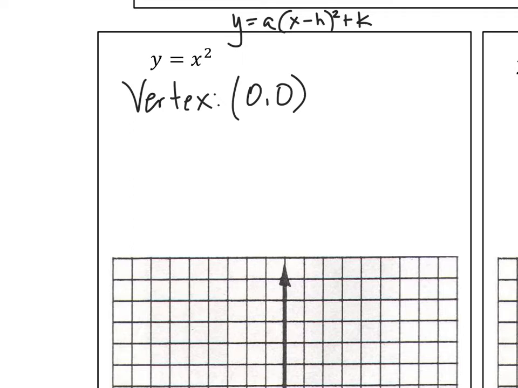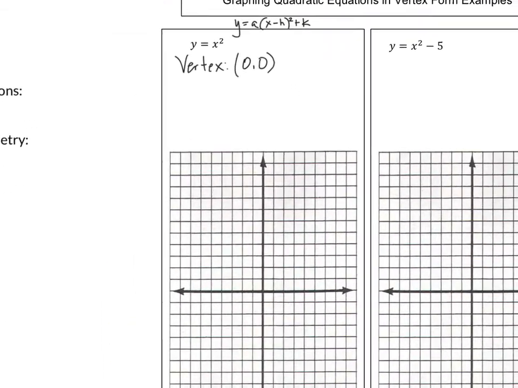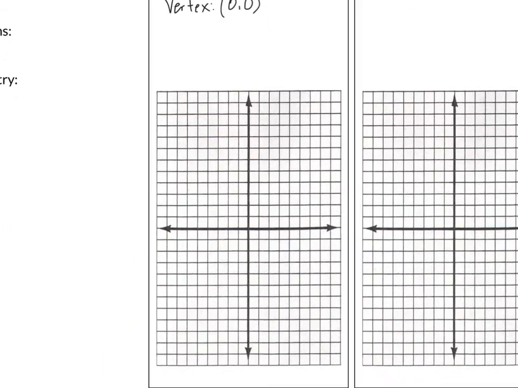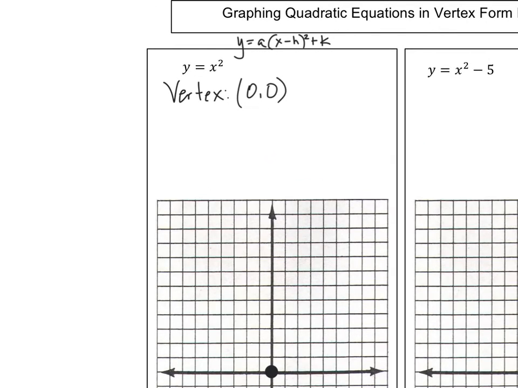Okay, so I'm going to plot the ordered pair (0, 0), right smack dab in the middle, right there. Now, my graphing shortcut sheet. As you look at this equation again, my a value is 1, my h is 0, and my k is 0.